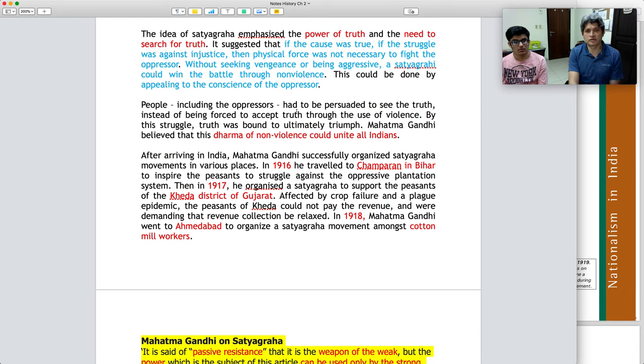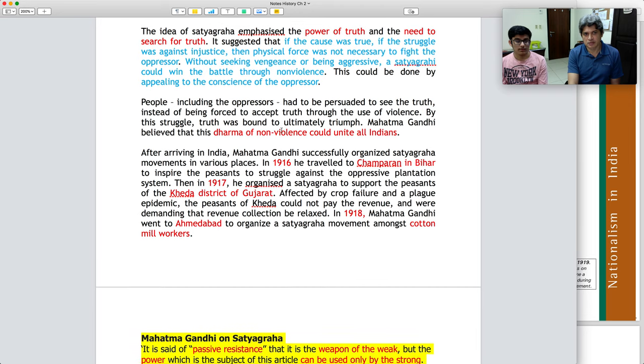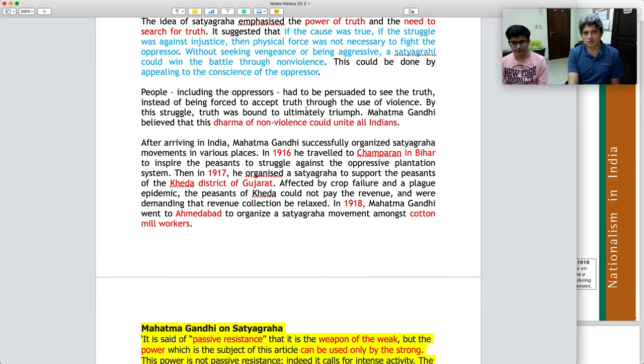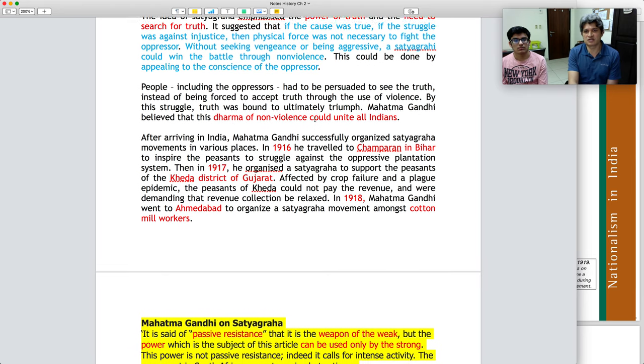So people, including the oppressors, have to be persuaded to see the truth. The oppressor is there, you have to tell him, look, my friend, what you are doing is not justified. This is not right. So you're basically making the oppressor feel guilty. Correct. And you're not going to use violence. By this struggle, truth was bound to ultimately triumph.